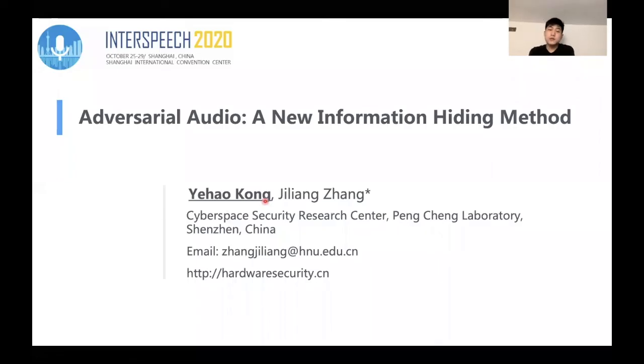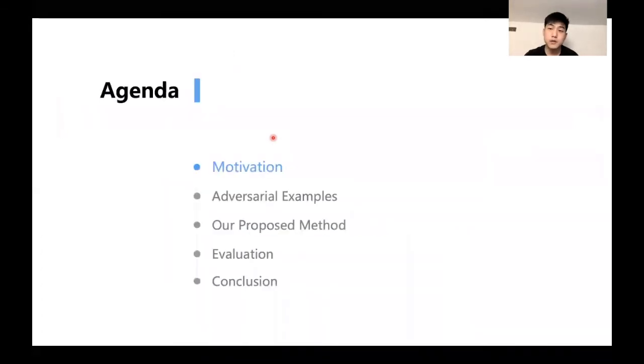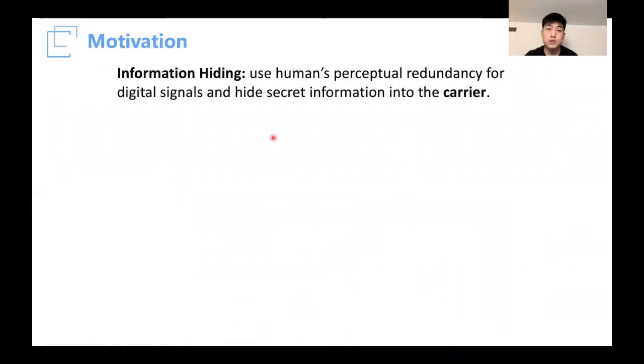Hello everyone, today I'm happy to be here to give a presentation of my research about adversarial audio, a new information hiding method. And here is the overview of my presentation. First, I will introduce information hiding. It means using human perceptual redundancy for digital signals and hiding secret information into the carrier.